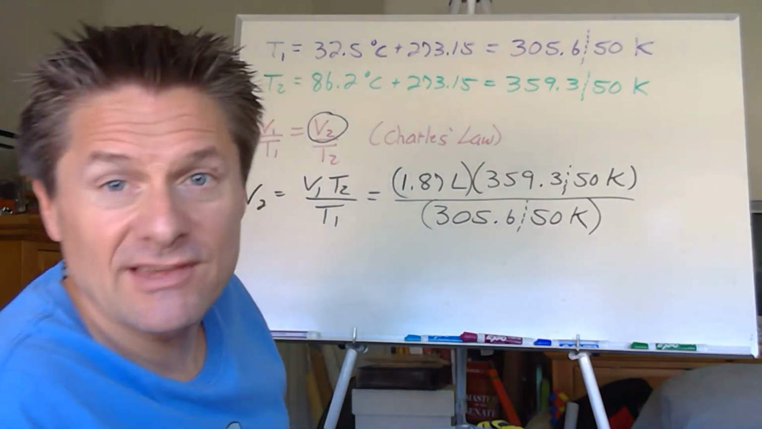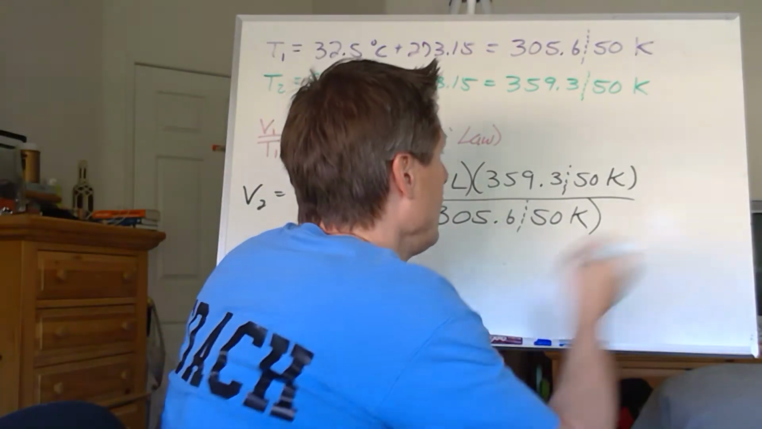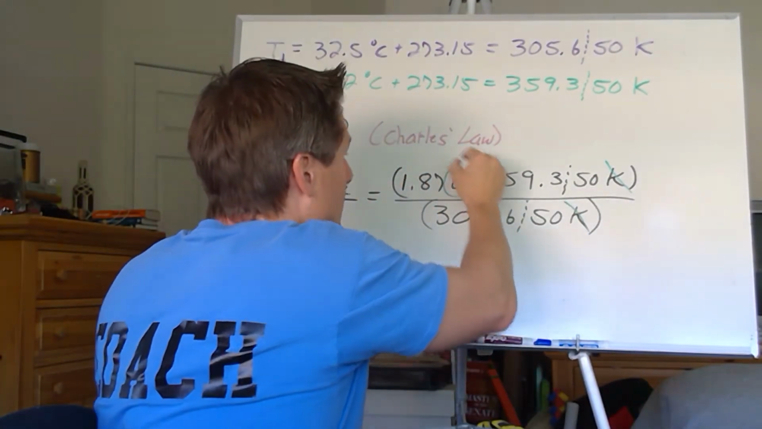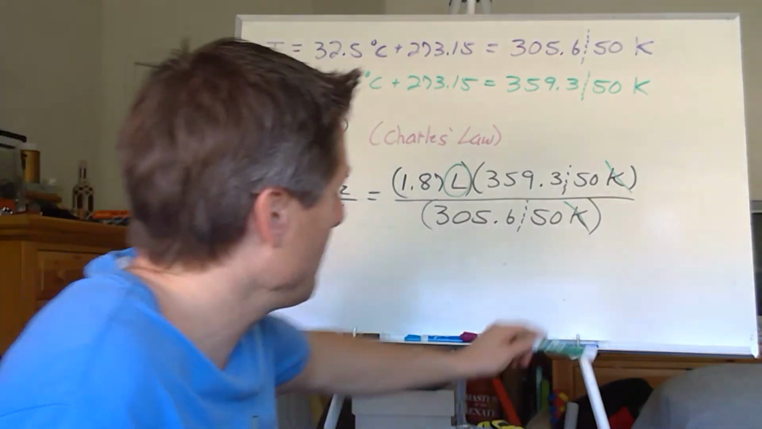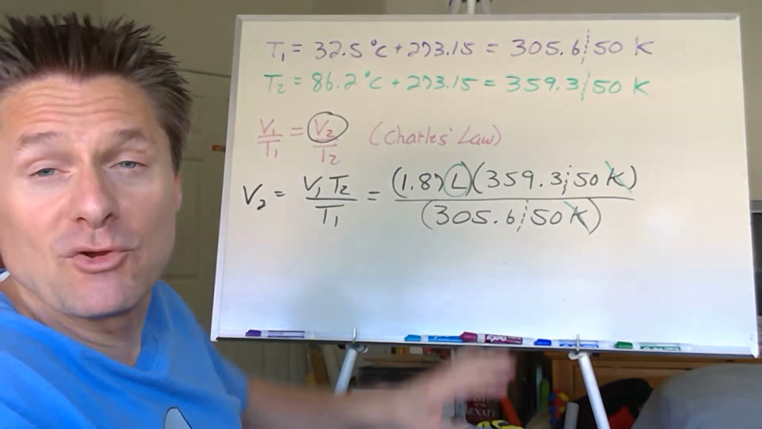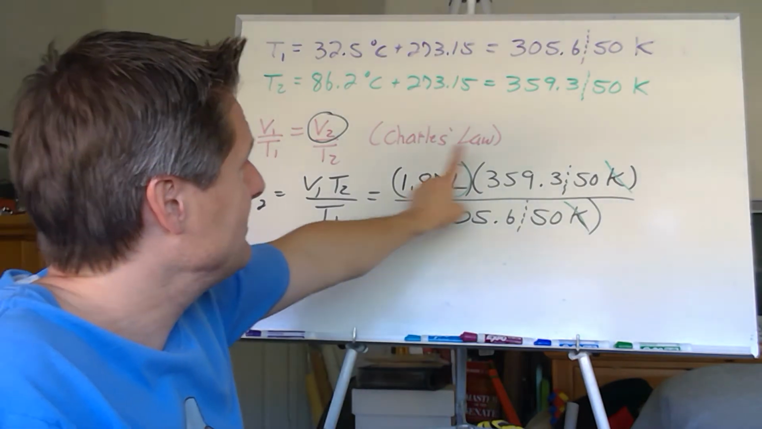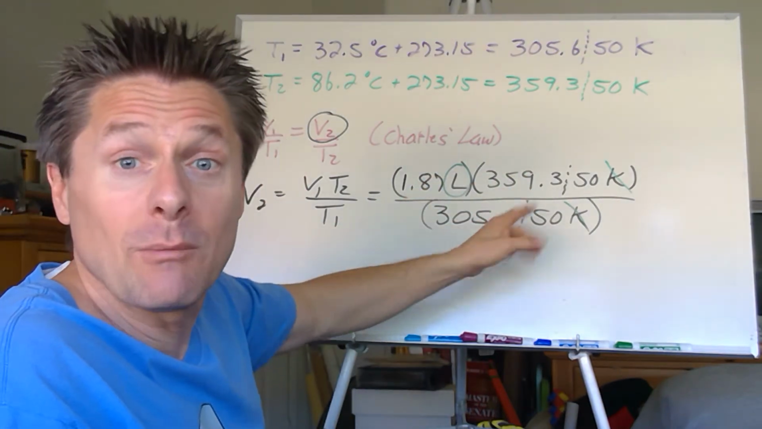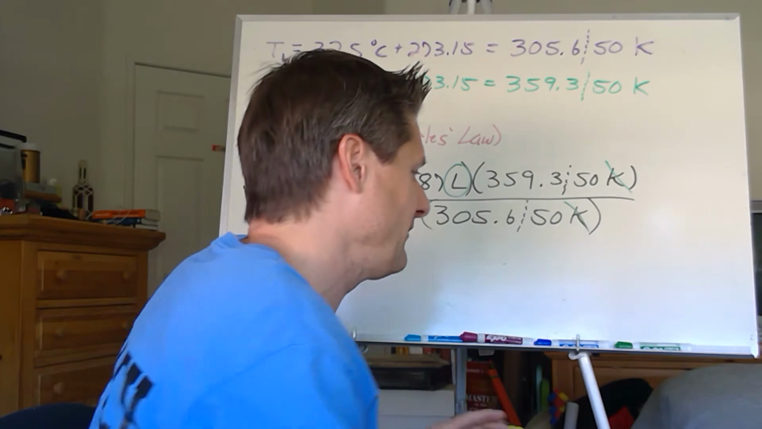You don't have to put parentheses around the numbers. Can you see the Kelvin cancel? I'm left with liters, and since it wasn't specified in the problem, I'm just going to leave it as liters. I'm doing all division and multiplication: 3 sig figs, 4 sig figs, 4 sig figs, so I'm limited by the fewest, or 3 significant digits.